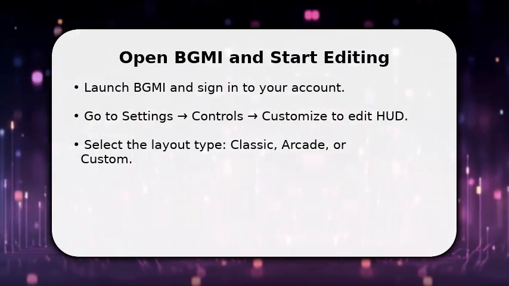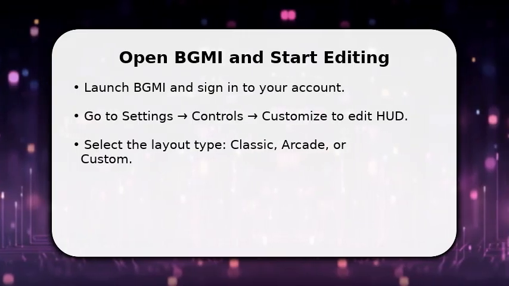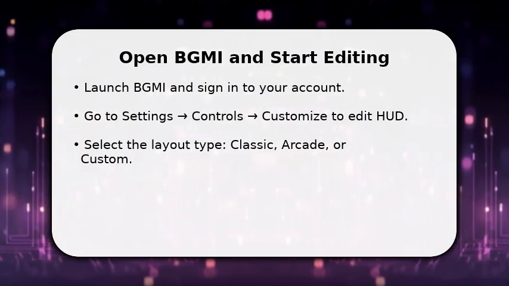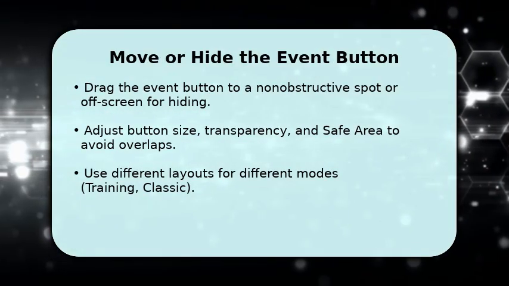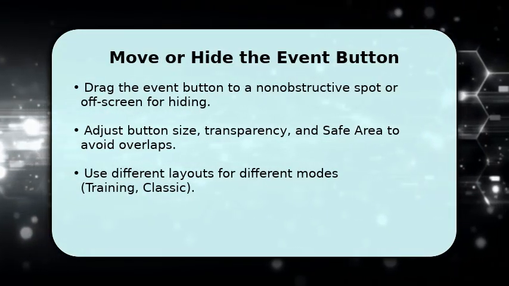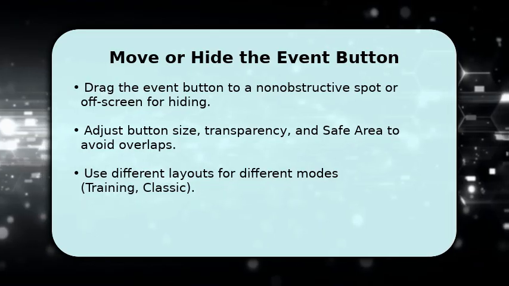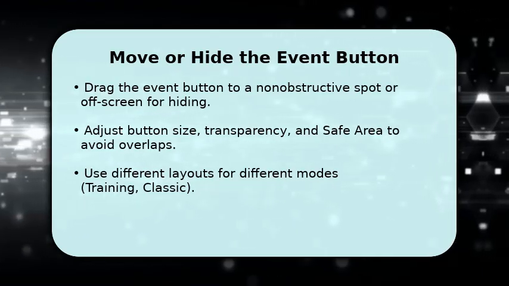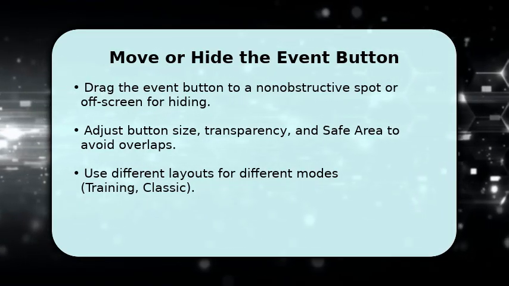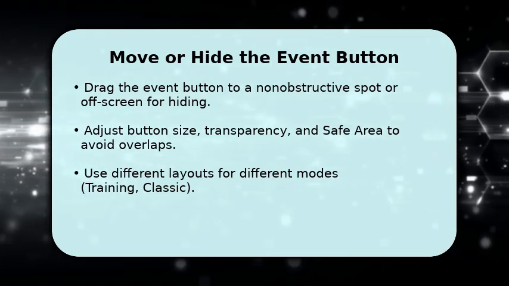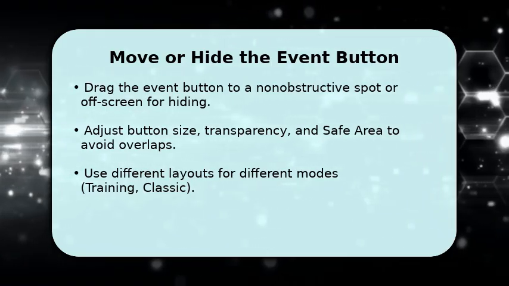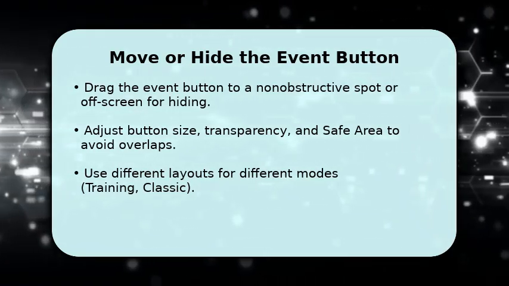Start by identifying which layout the event icon belongs to so you don't edit the wrong set. Once the editor is active, tap and hold the event icon and drag it to a new location that doesn't block aiming or movement. You can also shrink it or lower transparency to make it less intrusive. If you prefer not to see it, drag it near the edge or toggle visibility if available.